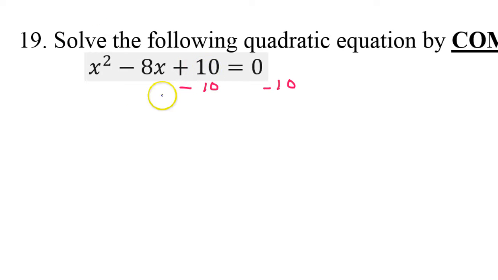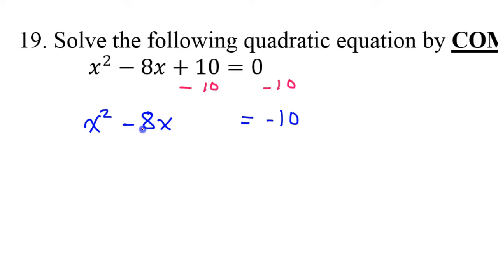However, I'm going to leave a space right here. So now I'm going to have x squared minus 8x, leave a gap, and that's equal to negative 10. Now, filling in this number is what is called completing the square. This number has to be half of the middle squared. So we're going to take half of this. That would be negative 4.